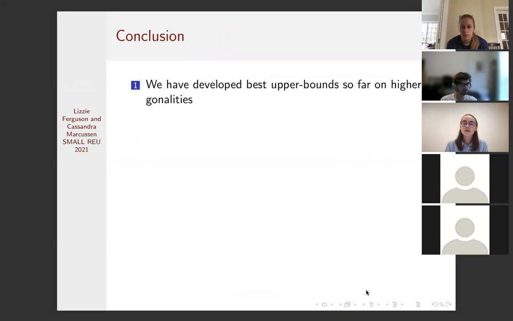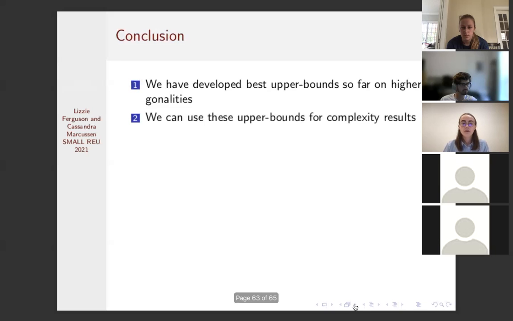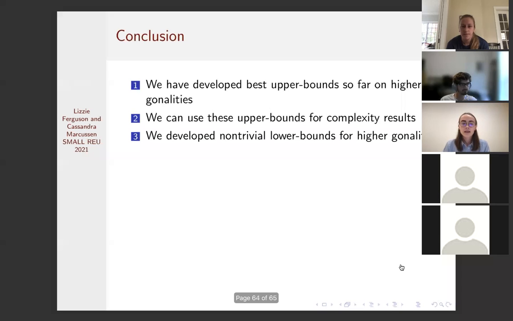And now, in conclusion, in this talk, we've presented some of our work this summer on lower bounds, upper bounds, and complexity. We've developed the best upper bounds so far on higher Gonalities. We also showed that we can use these upper bounds for complexity results. And lastly, we developed non-trivial lower bounds for higher Gonalities that extend the framework for lower bounds that we had for first Gonality in a natural way.